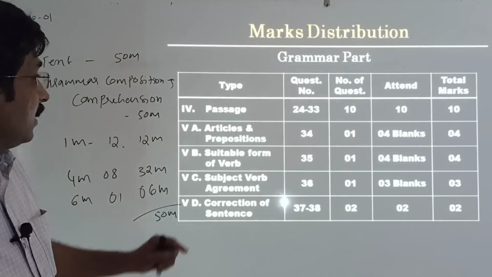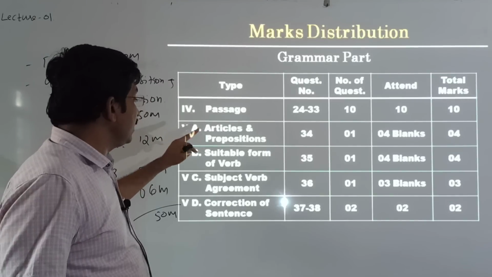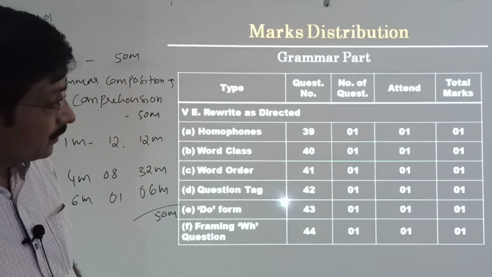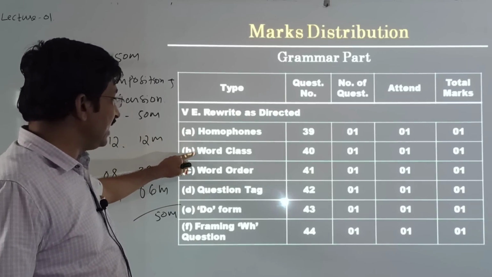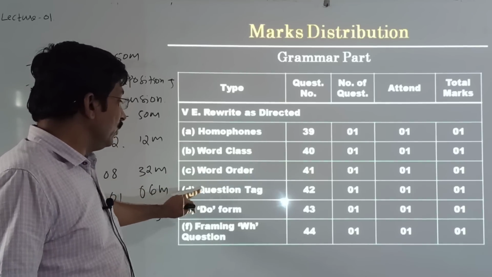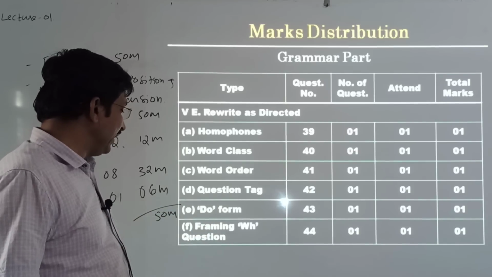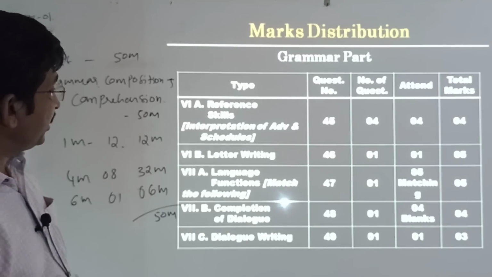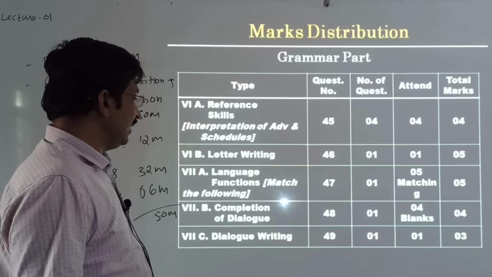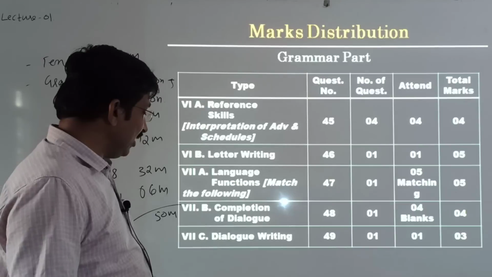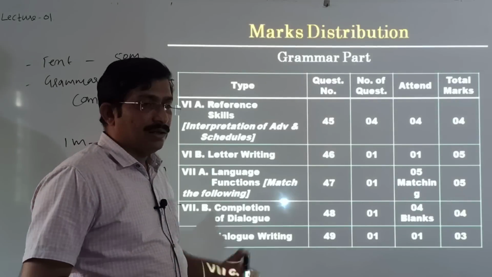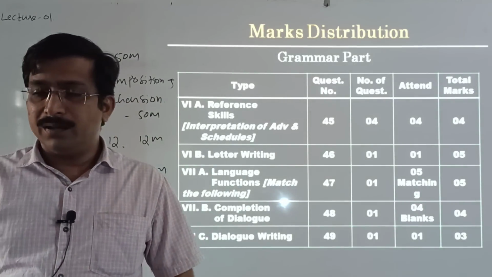First one, passage, articles, suitable form of verb, subject verb agreement, correction of sentence. Next, homophones, word class, word power, question tag, word order, do form, framing WH questions. Next, reference skills, interpretation of advertisements and schedules, letter writing, language functions, completion of dialogue and dialogue writing. Okay, so altogether it becomes 50 marks.